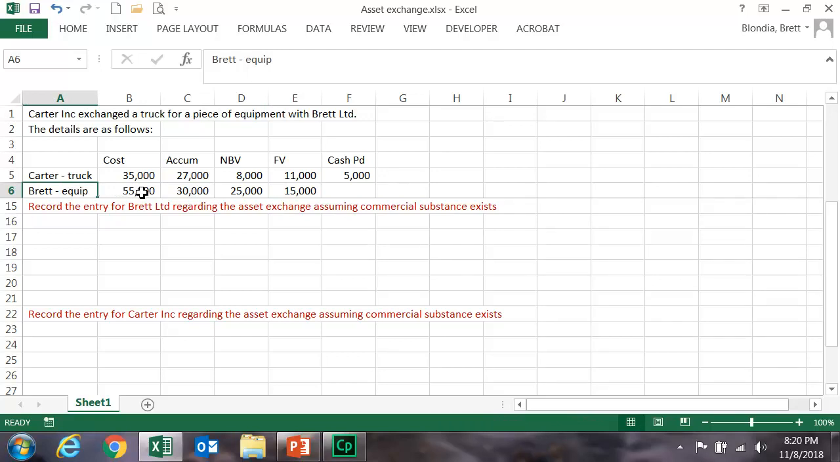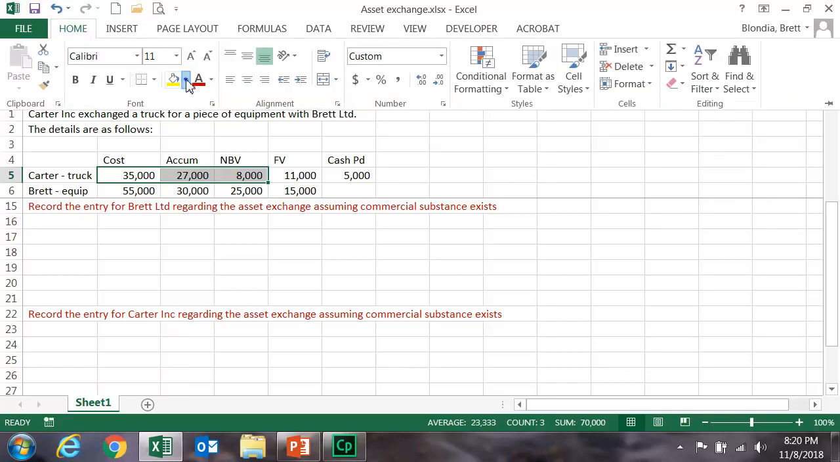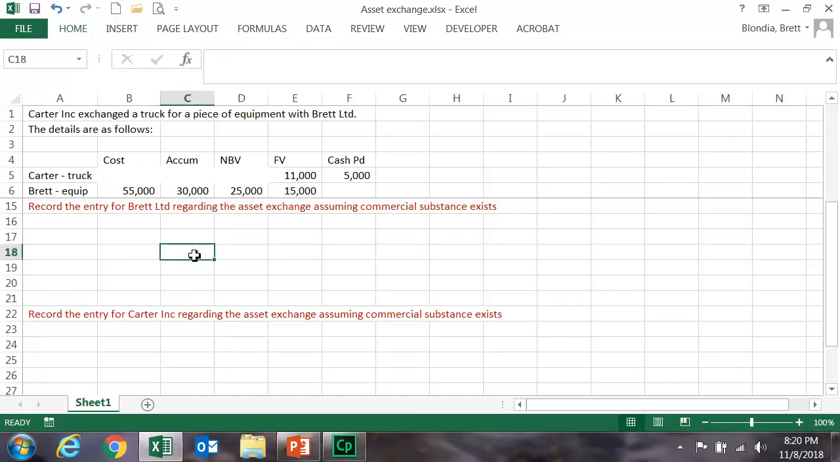They gave up a piece of equipment that had this cost, accum, net book value, and fair value. And what they got back was a pickup truck that had a fair value of $11,000 and cash. They also received cash of $5,000. Now, one thing you have to keep in mind, and this sometimes helps me visualize the question better, is that when I'm dealing with the exchange from Brett Limited's perspective, I couldn't care less what the cost, the accum, and the net book value of the other company was. So I'm just going to change that font to white so we don't even have to see it, because it's irrelevant to me right now.